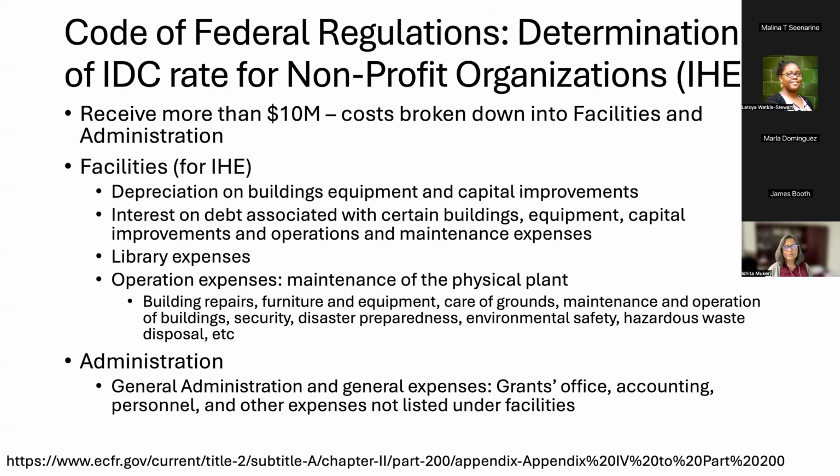Administration is general administration and general expenses. So again, this is finance aspects, the grants office, support for the grants office, accounting, personnel, and other expenses which would not be listed under facilities, but under general administration of the research infrastructure.